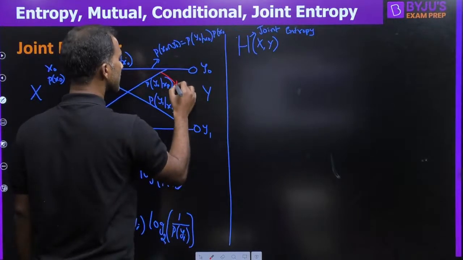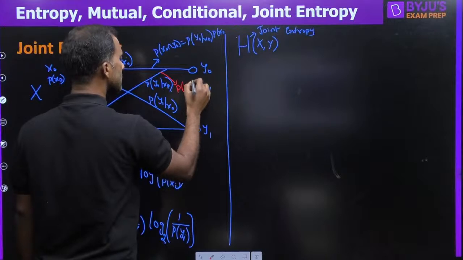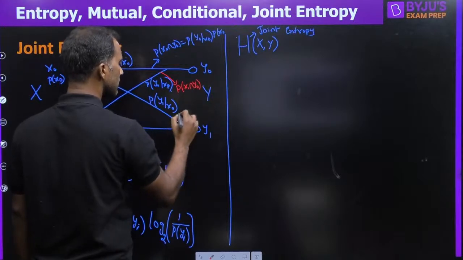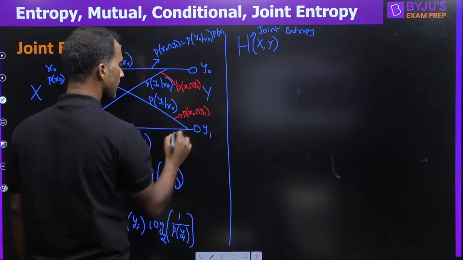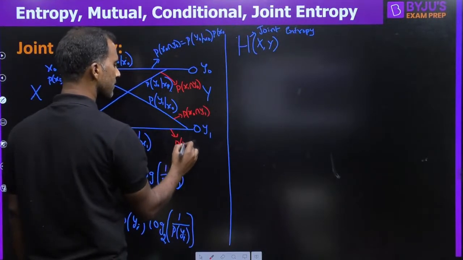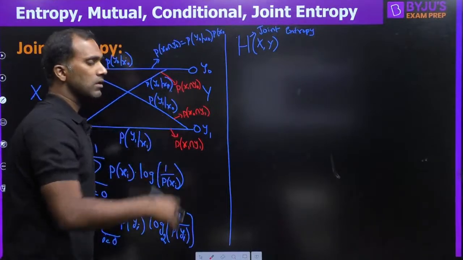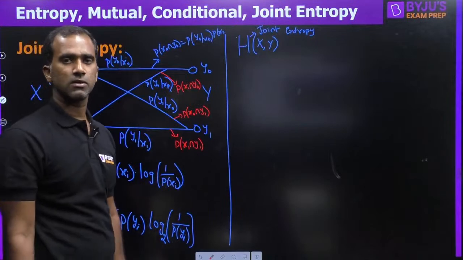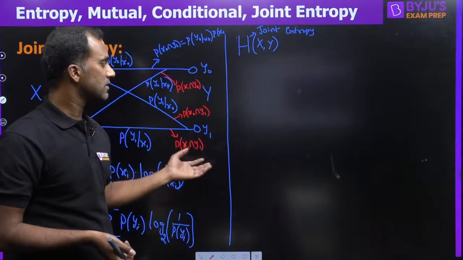Here for this line also we can find the intersection probability, P of x1 intersection y0. For this line also we can find P of x0 intersection y1, and for this line also we can find P of x1 intersection y1. So there are 4 intersection probabilities or joint probabilities. When somebody says the word joint or intersection, they're talking about the same thing.